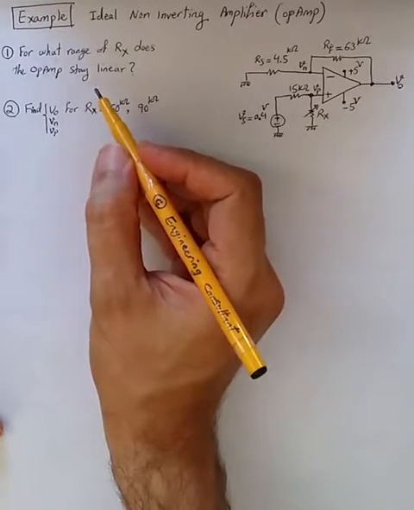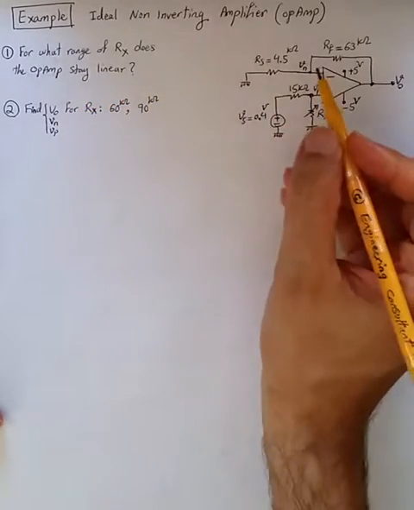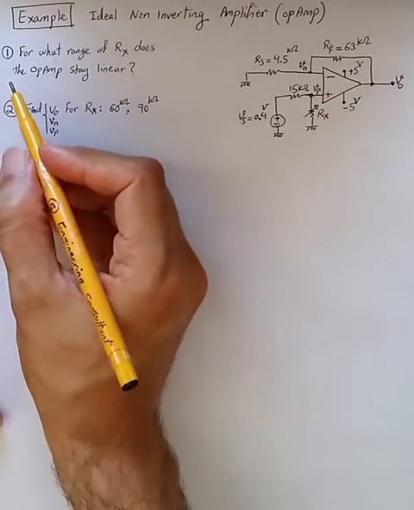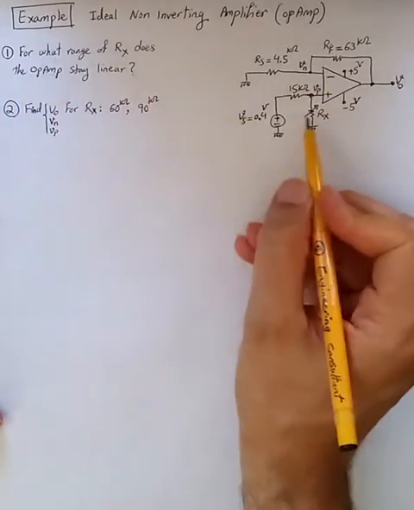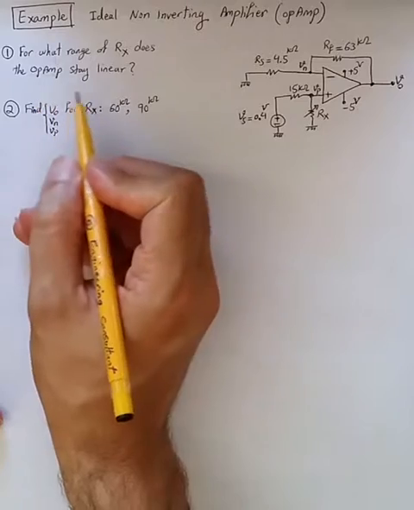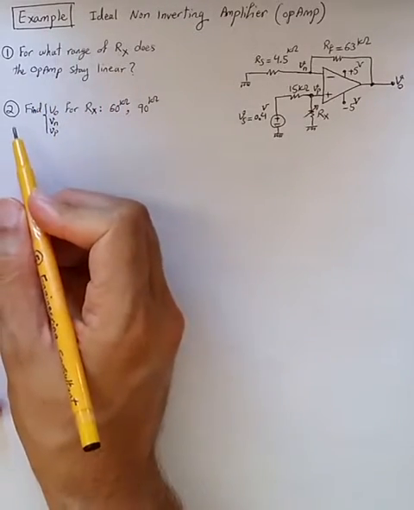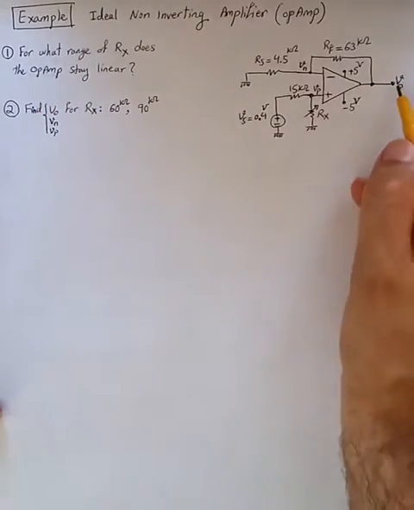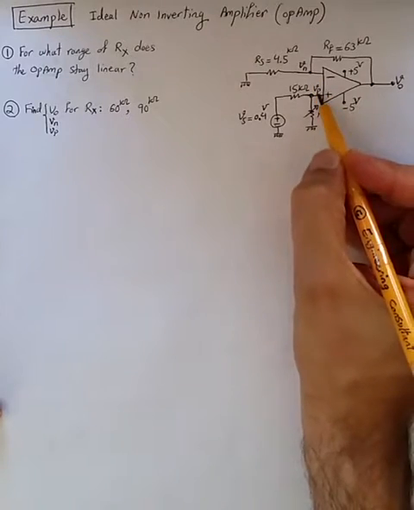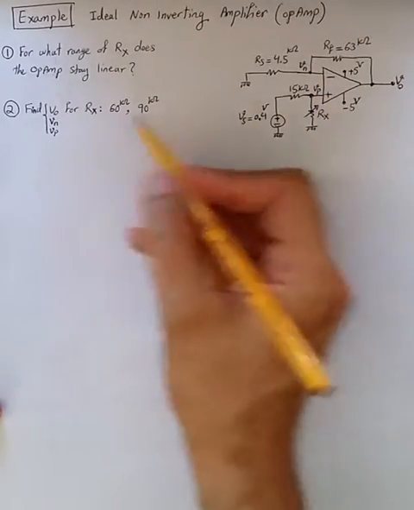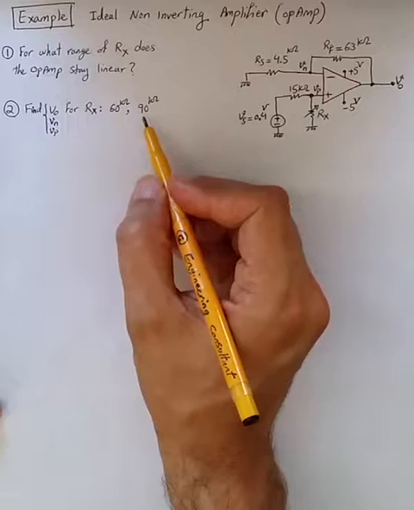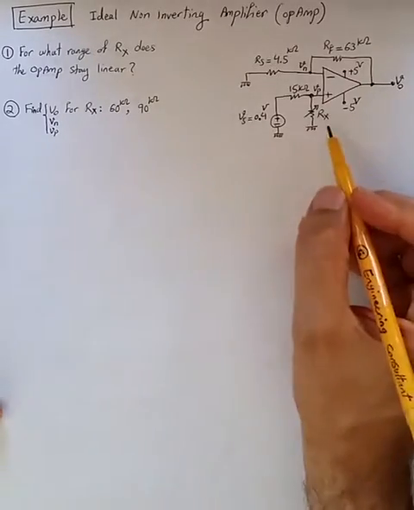An example of an ideal non-inverting amplifier, or op-amp, is shown here. First question: for what range of Rx does the op-amp stay linear? And second question: find the values of VO, VN, and VP for Rx values of 60 kilo ohm and also Rx case of 90 kilo ohm.